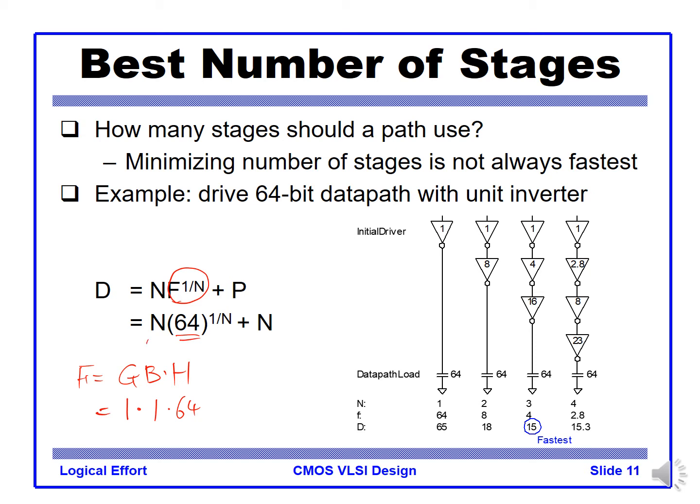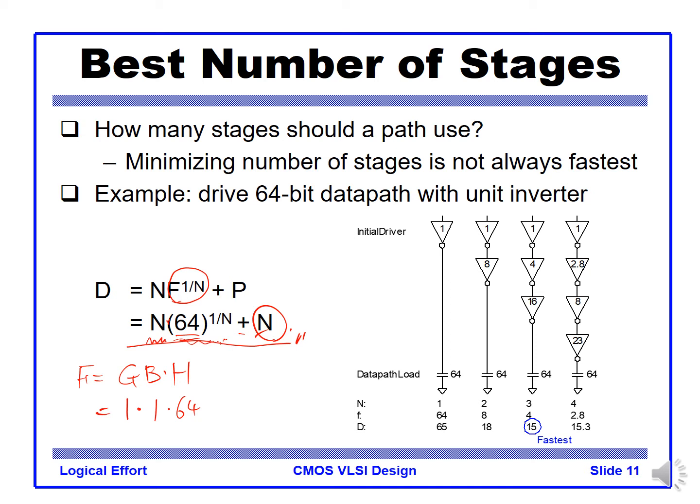Now if we have n stages, then we have n times the stage effort delay plus n parasitic delays. For an inverter, the parasitic delay is equal to 1. So if we have n stages, then you will have n parasitic delays like this. This is the equation that represents the delay for each case.